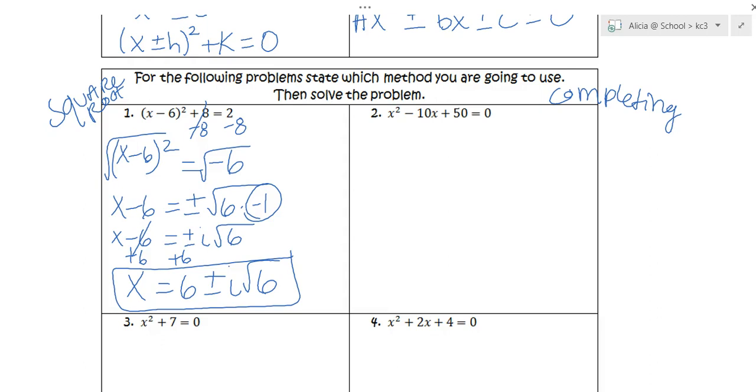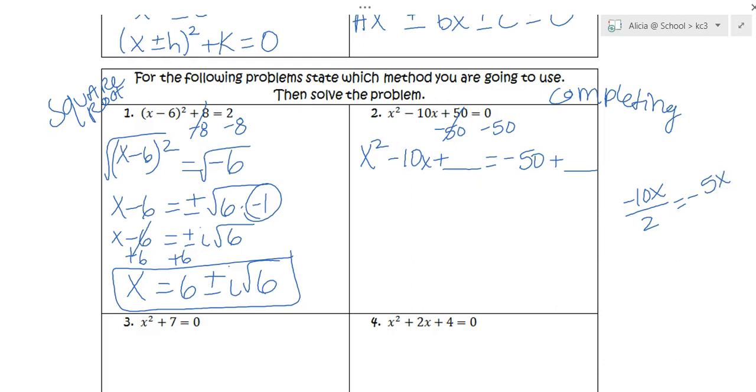So looking at number 2, I already said that I'm going to be using completing the square, so I'm going to bring over that constant because that is the first step when I complete the square. I have x squared minus 10x plus some constant equals minus 50 plus that same constant on the left side. So I have to complete the square. I'm going to draw my Punnett square box over here. I find my b value, which is negative 10x. Remember, keep that sign. Cut it in half, so I'm going to divide by 2, and I'm left with negative 5x.